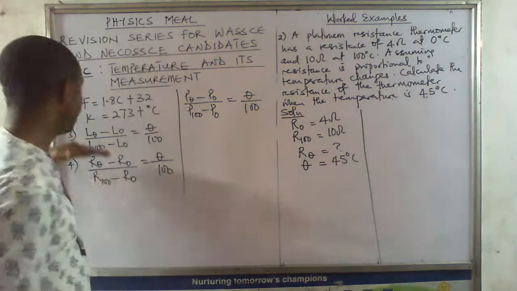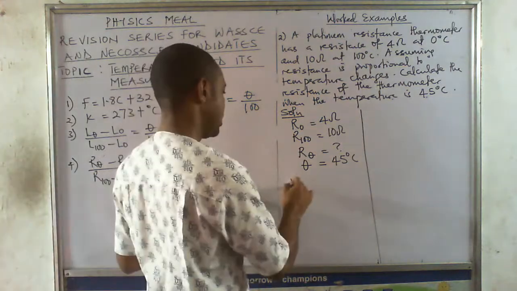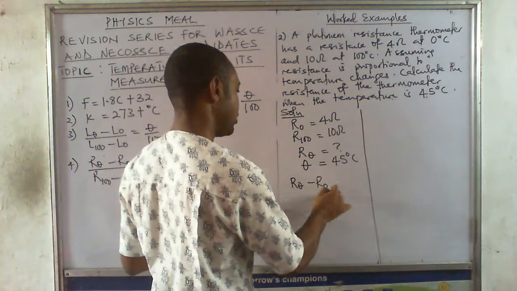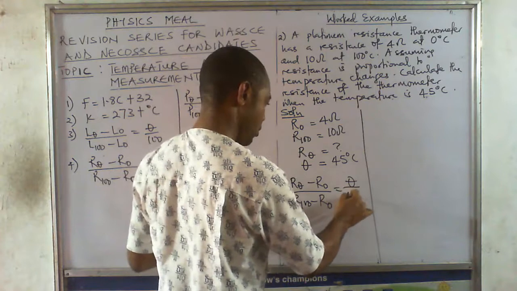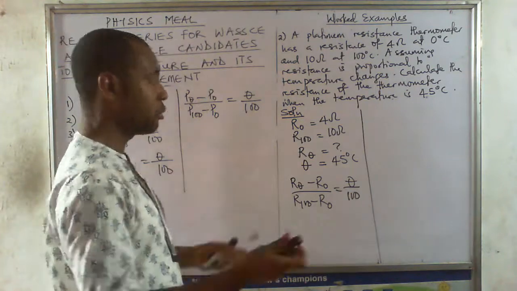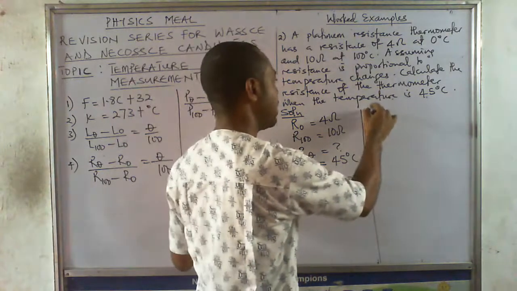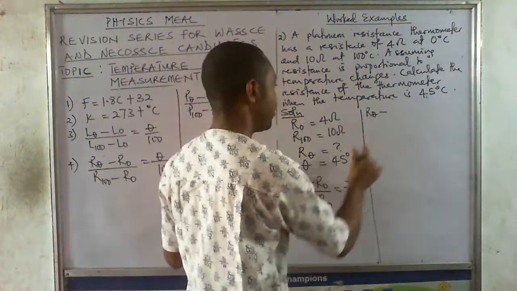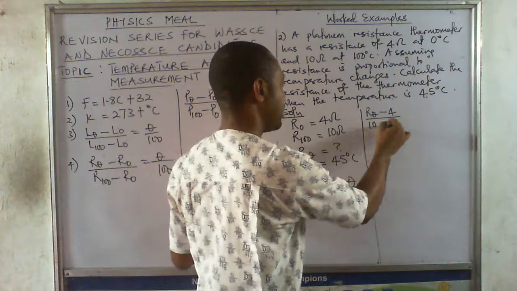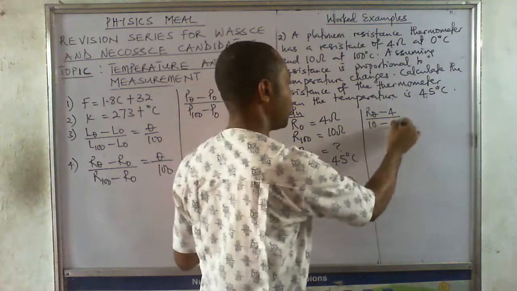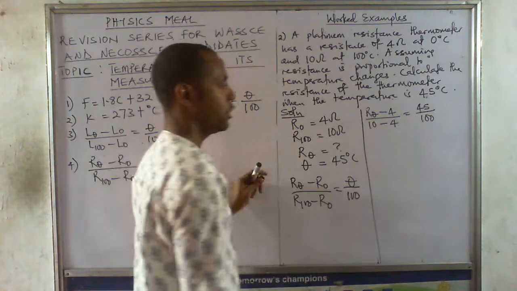Okay? If we come back here, we just see the expression that is available. So we use that: R theta minus R naught, all upon R 100 minus R naught, equals theta over 100. So we substitute. Quickly, let's substitute. What is R theta? That's what I am looking for. Minus R naught is actually 4, all upon R 100 minus R naught, which is 10 minus 4, equals 45 over 100. Okay?